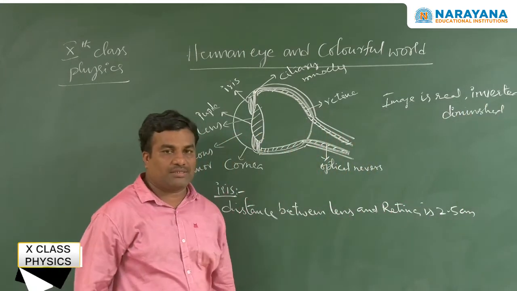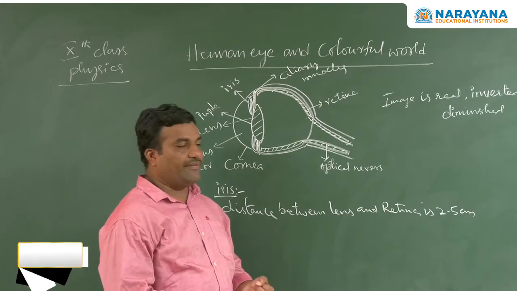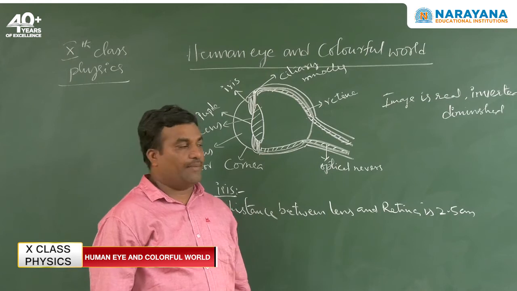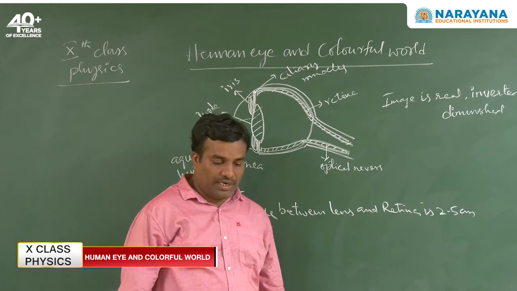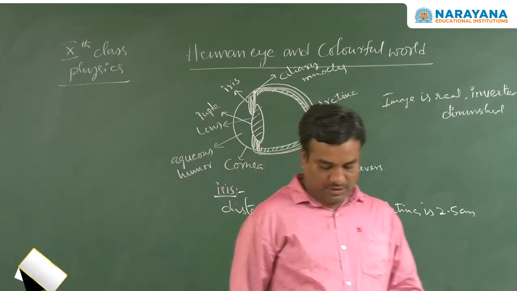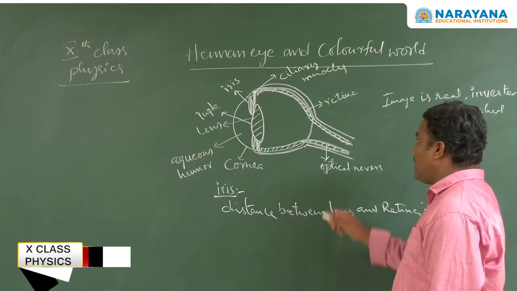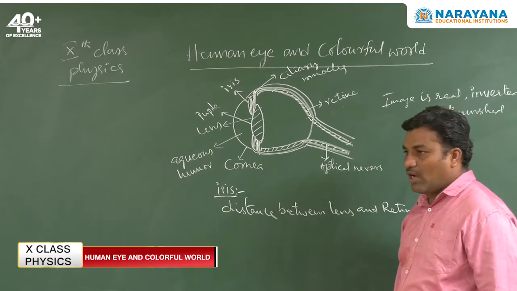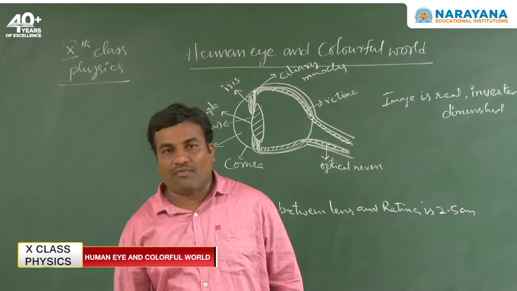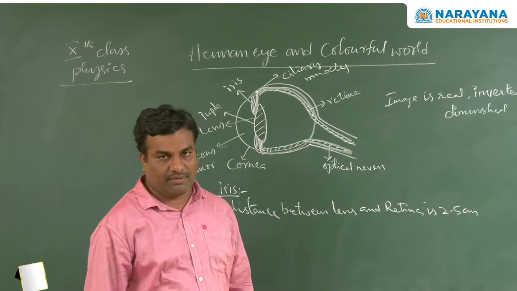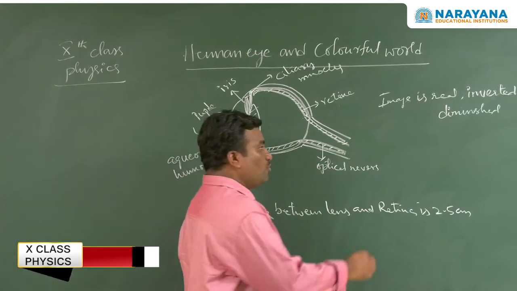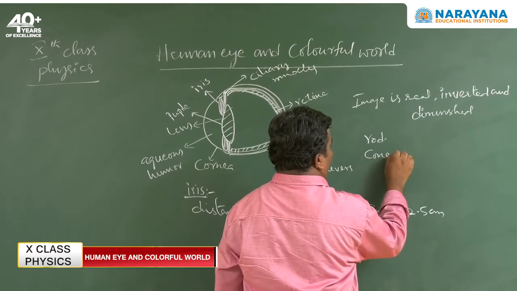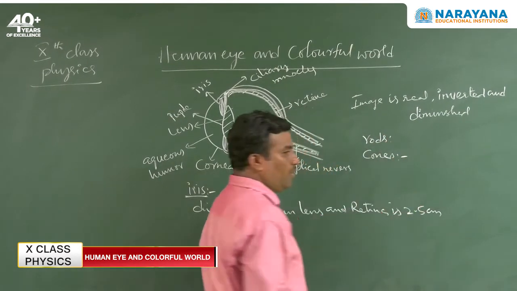So always we are getting real, inverted and diminished images formed. Okay, next we can observe here. Generally, everyone knows the retina is a delicate membrane. It has a total of 125 million receptors. The receptors are of two types: one is the rods, another is the cones. Rods and cones.